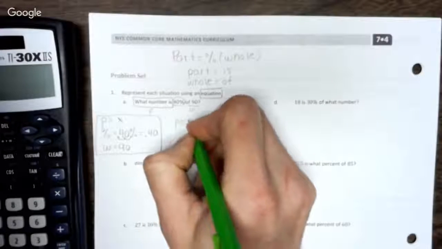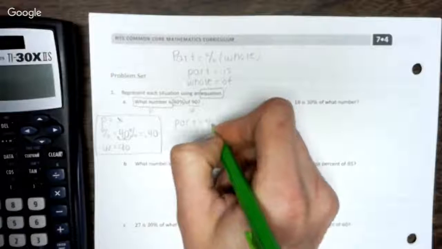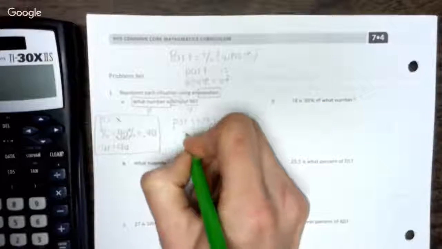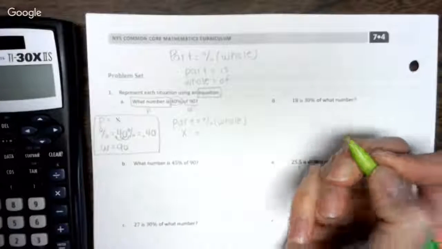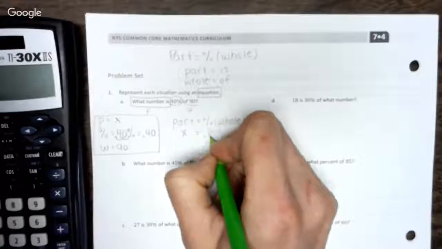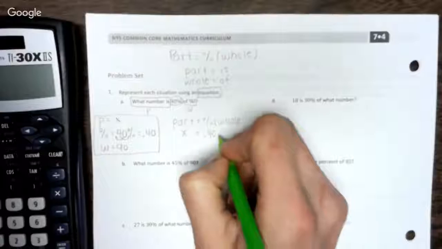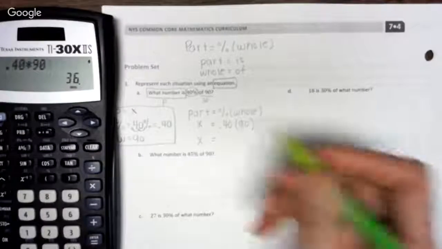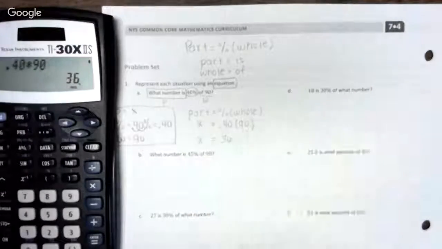So start with your equation, part equals percent times whole. The part is our X. The percent is 0.40. The whole is 90. Numbers next to numbers just mean to multiply, so I'm going to do 0.40 times 90, which gives us 36.